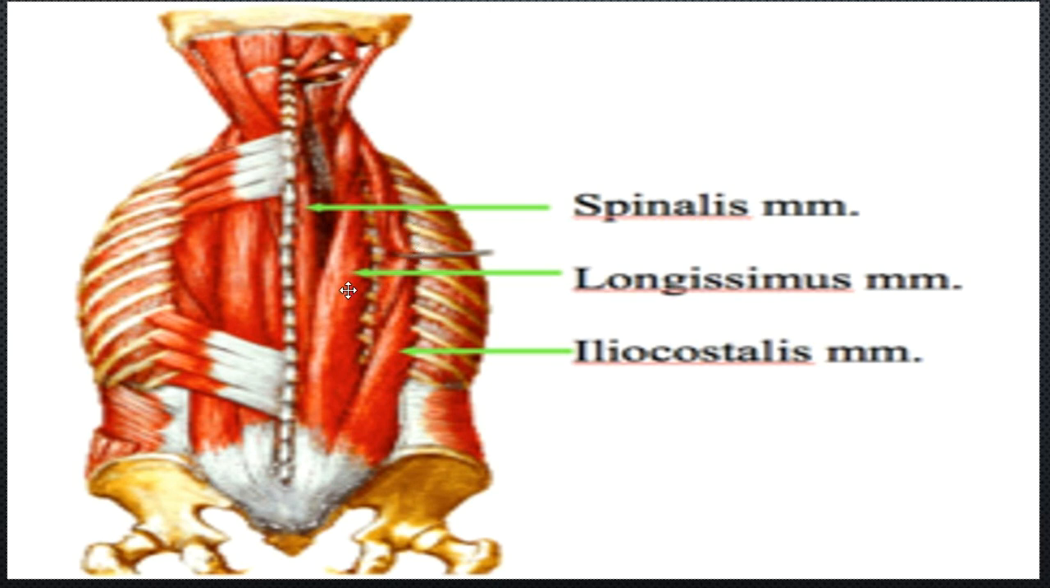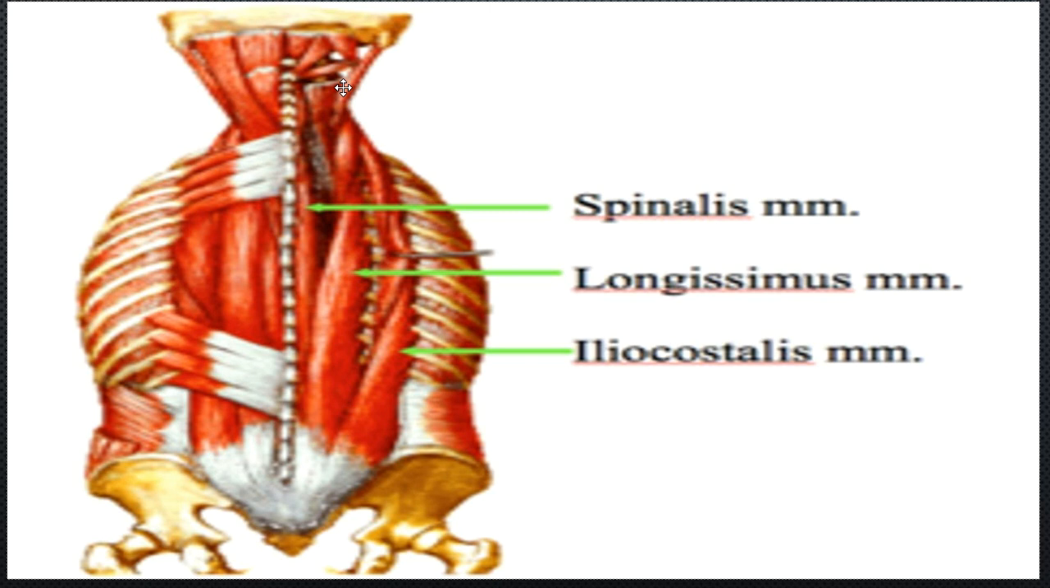Next, longissimus lies medially to the former muscle, that means iliocostalis. Its fibers insert into the transverse processes of all thoracic and cervical vertebrae and the mastoid process, as well as into the ribs. Along its entire length, the muscle separates into longissimus thoracis here, longissimus cervicis, and capitis.